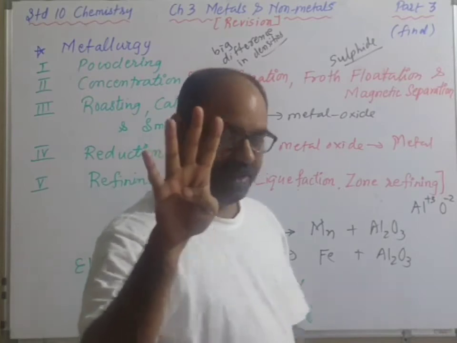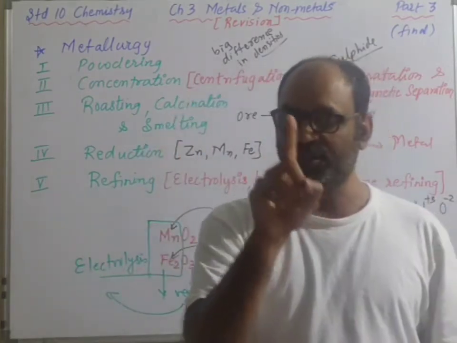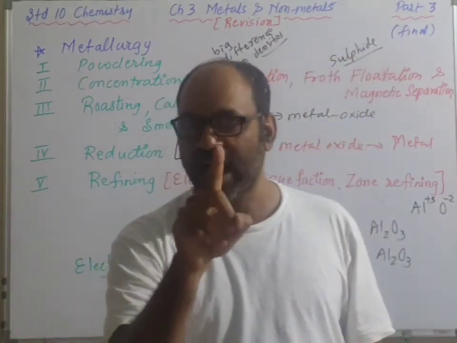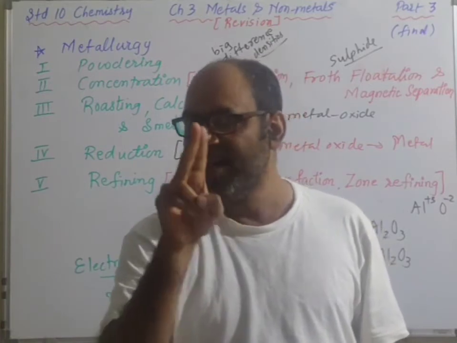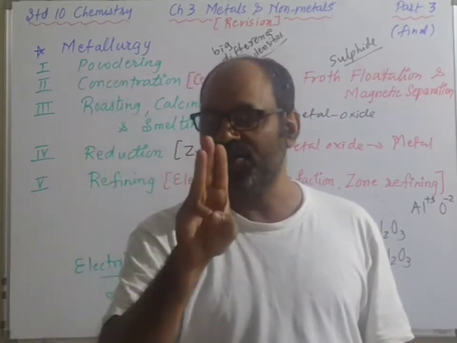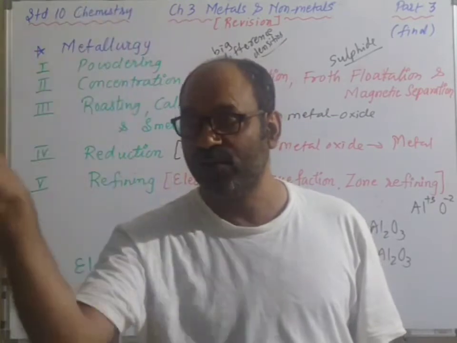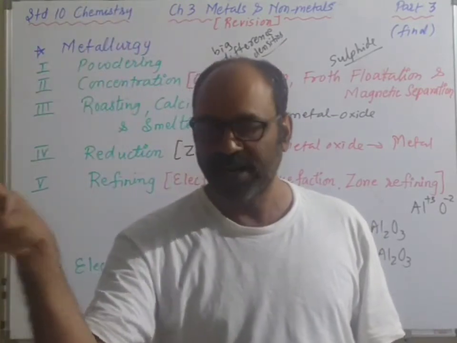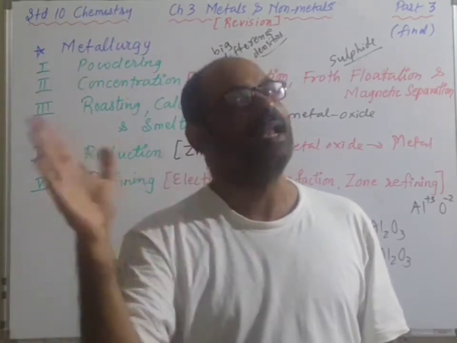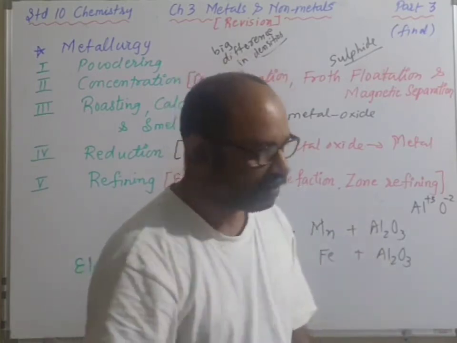So reduction takes place in 4 ways. First, reduction by coke or carbon. Second, reduction by carbon monoxide. Third, reduction by a metal which is more reactive than the metal present in the oxide. And fourth, electrolysis. All right.